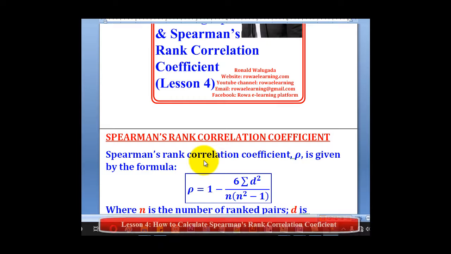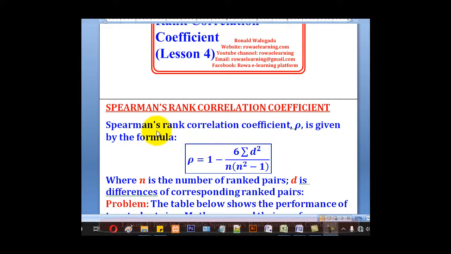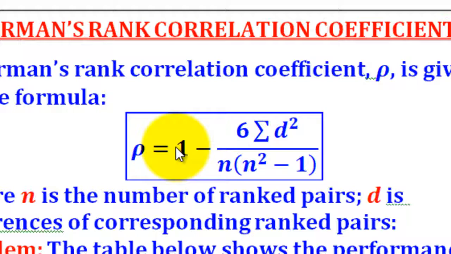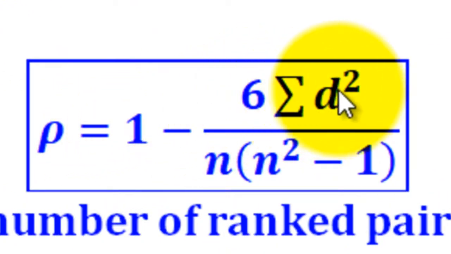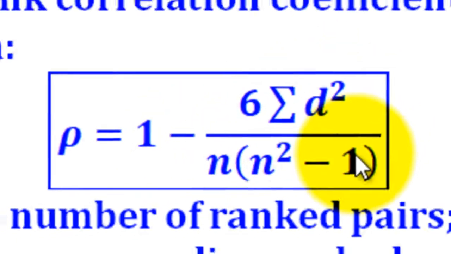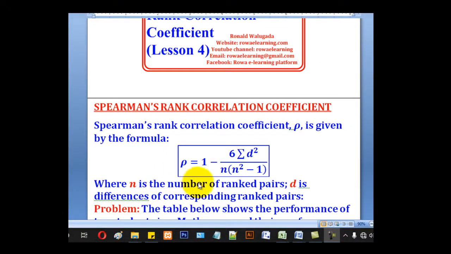Today we are going to learn how to calculate Spearman's rank correlation coefficient. In Lesson 3, as a reminder, we learned how to rank. Spearman's rank correlation coefficient is given by the symbol rho, which is given by the formula 1 minus 6 times summation d squared over n in brackets n squared minus 1. Now this n denotes the number of ranked pairs and d is the difference of the corresponding ranked pairs.